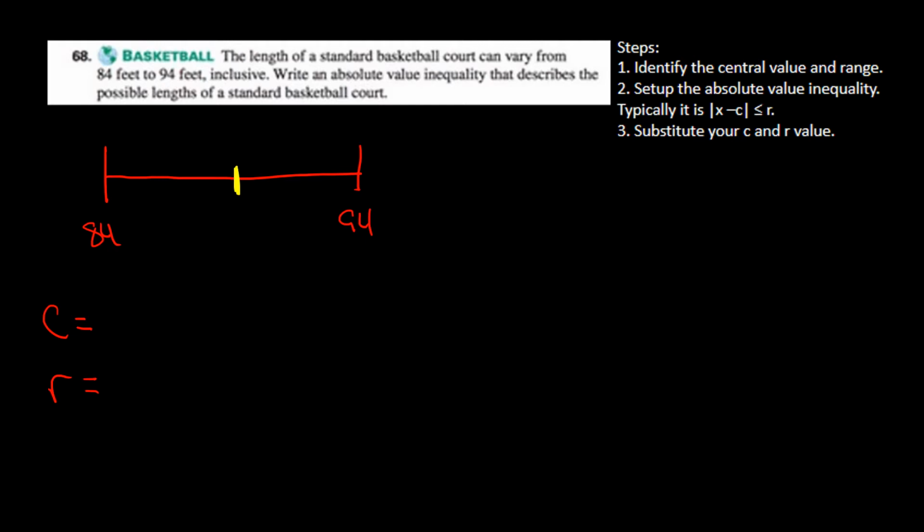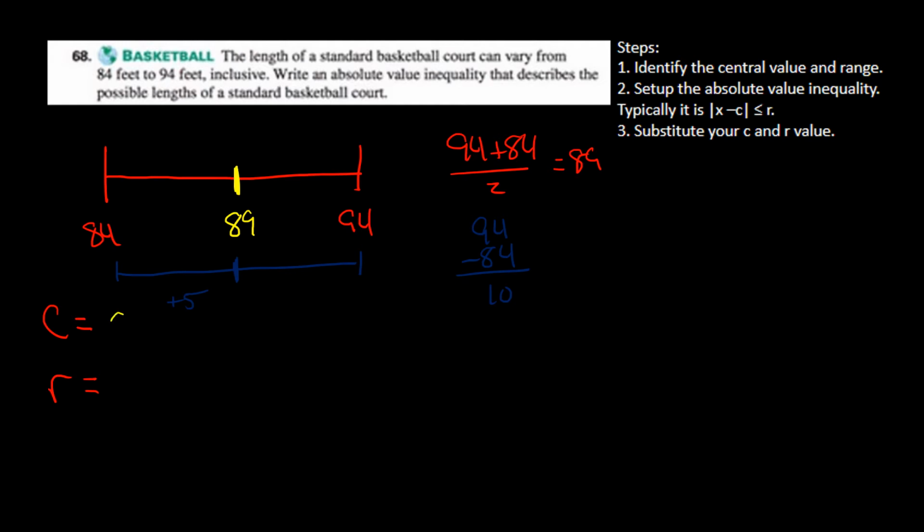You can do 94 plus 84, divide that by 2, and you'll get 89. Or you could also do 94 minus 84, and you get 10. So the whole thing here is a distance of 10. So that means that this middle value is at a plus 5. So that means that my central value is at 89.